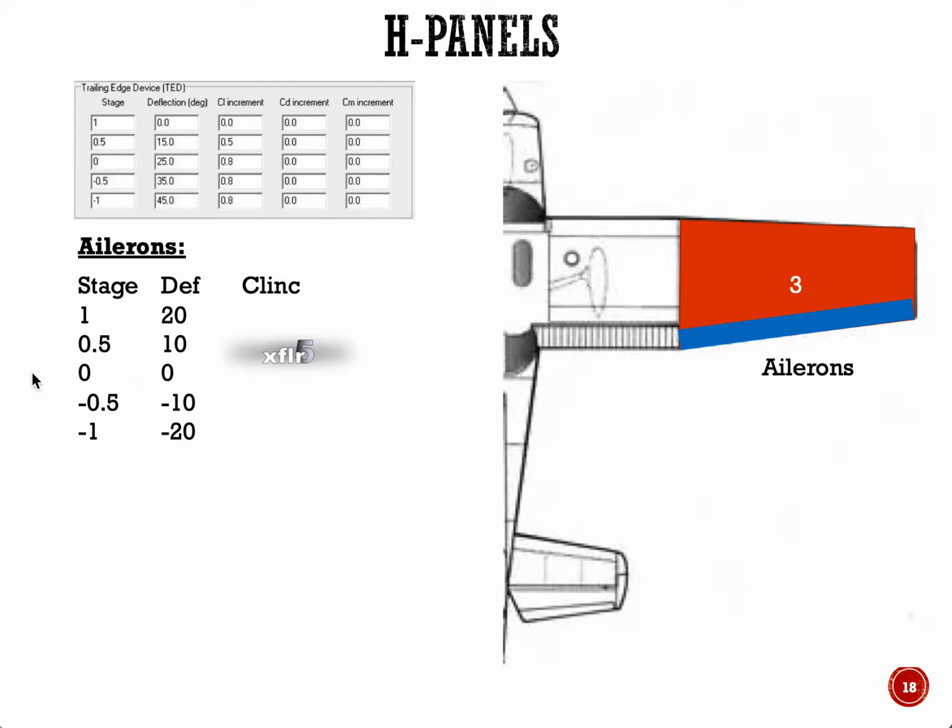So 0 degrees, there's no deflection, right? 0.5, it's about 10 degrees, 1, 20 degrees, and negative 0.5, negative 10, minus 1, like negative 20, right? This is just an example. So you have to estimate what is the max deflection of your control surface. Okay. So again, same as before for flaps. We need that CL, CD, and CM increment from XFLR5.